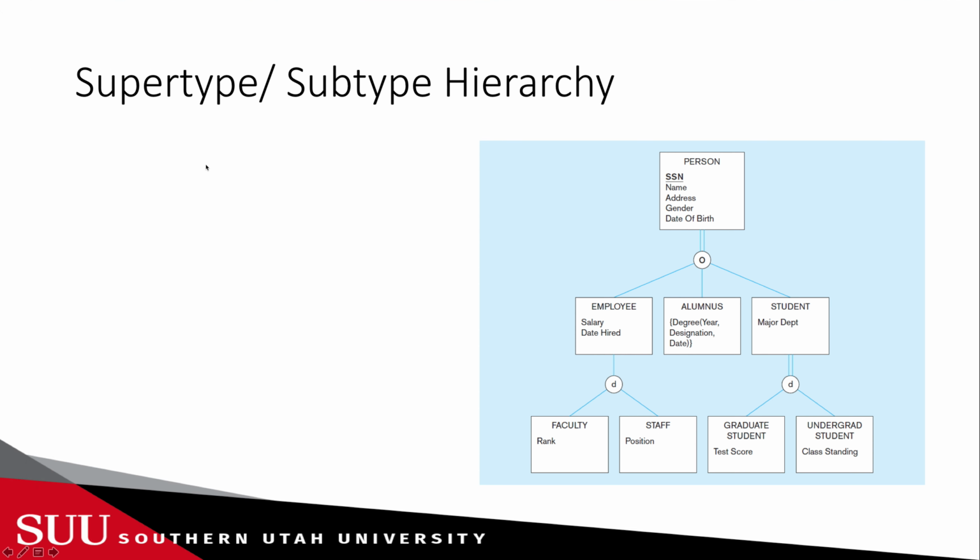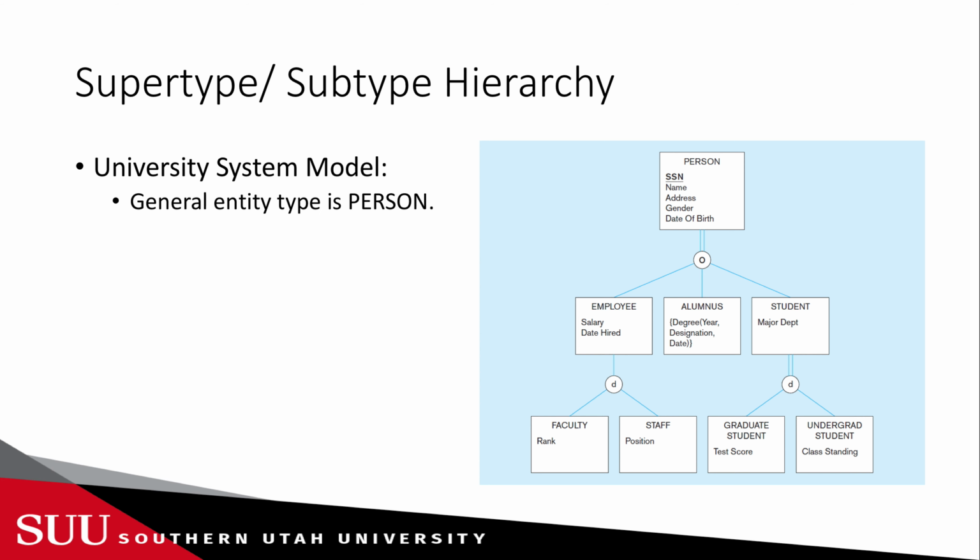Having covered supertypes and subtypes and the constraints on the supertypes and subtypes, then let's look at this example of a hierarchy. So what we are looking at is going to represent a university system model where the general entity type is person, and in this case it is going to be the root of our hierarchy. We also have major subtypes of the root.